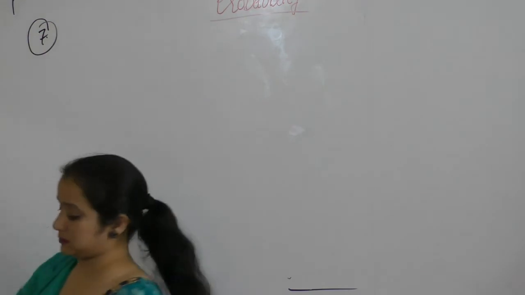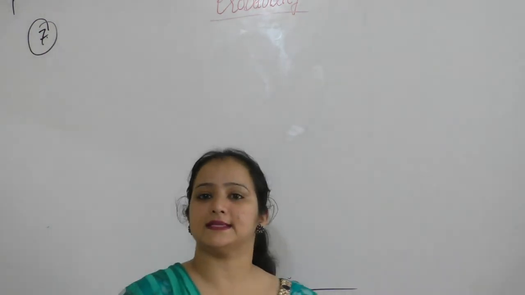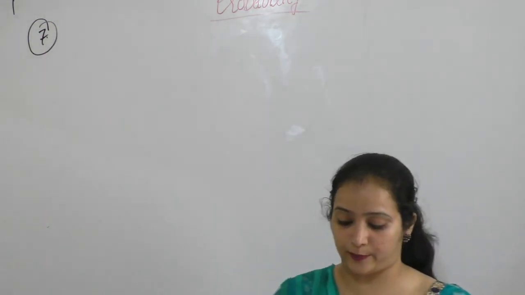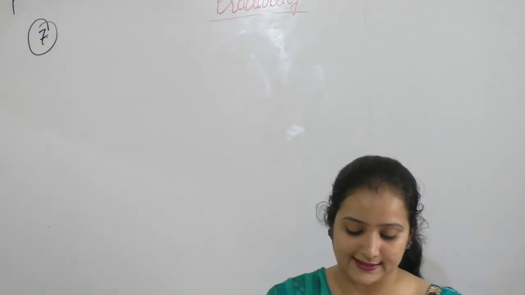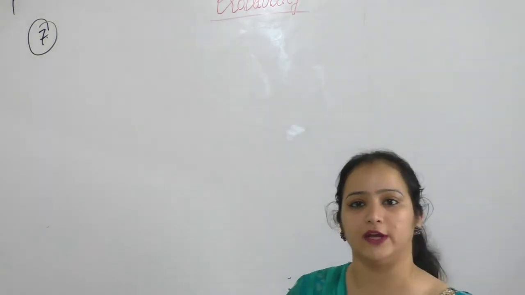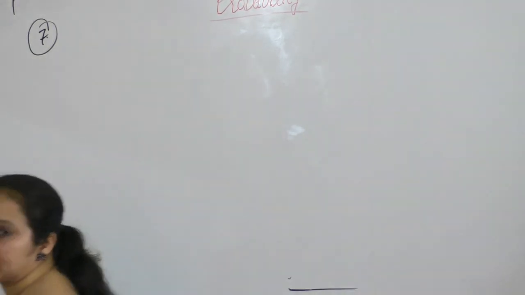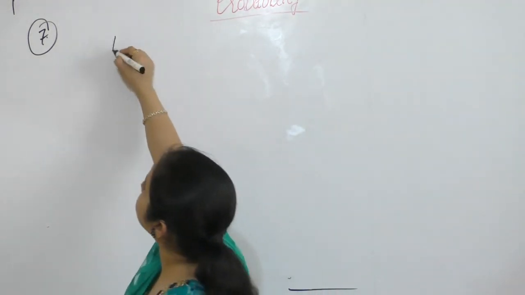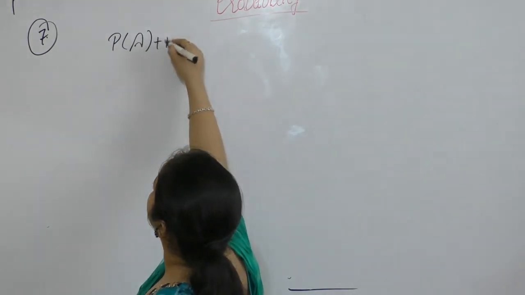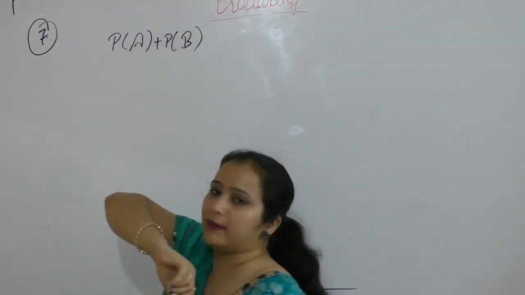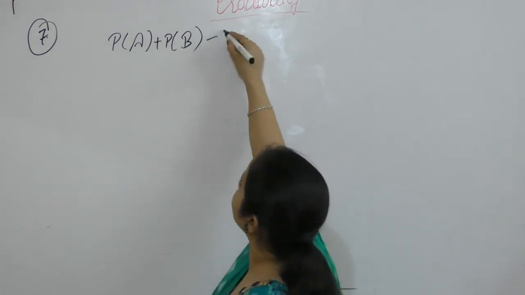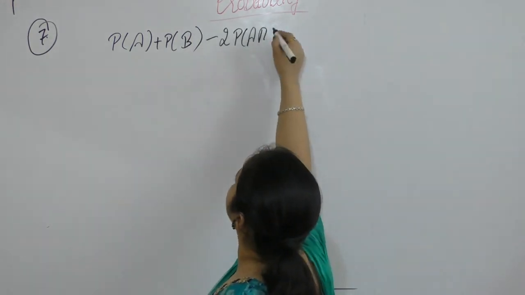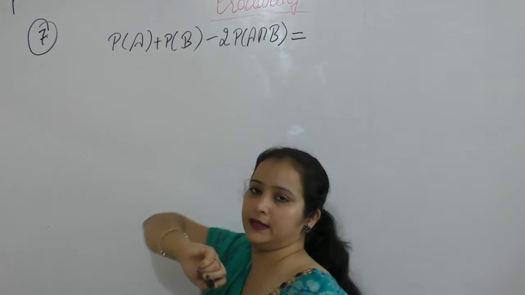Now the next question is question number 7. Let A, B, C be 3 events. If the probability of occurring exactly one event out of A and B... अभी हमने पढ़ा था कि exactly अगर one event occur करता है A और B में से तो probability of that is equal to probability A plus probability B minus 2 times probability A intersection B.